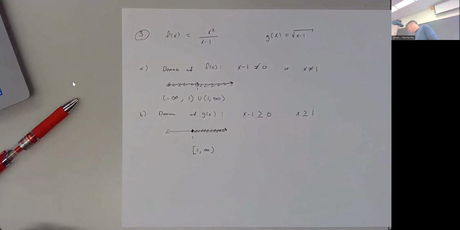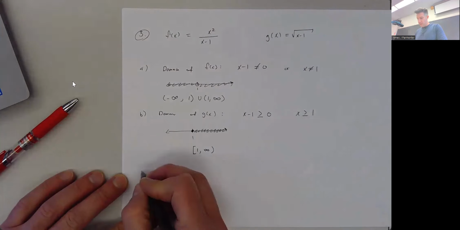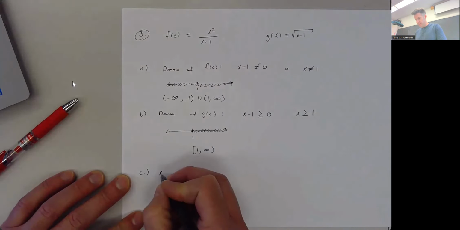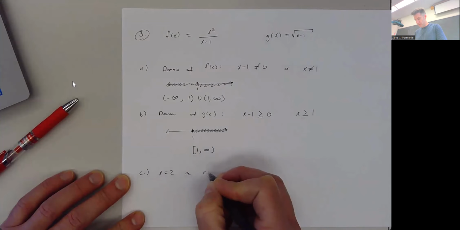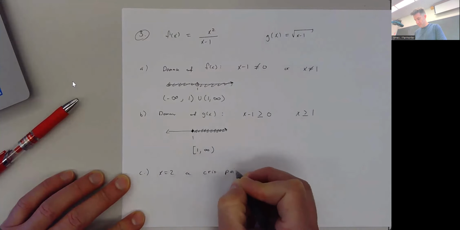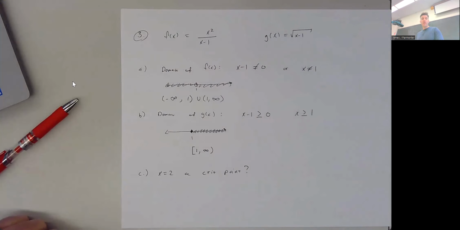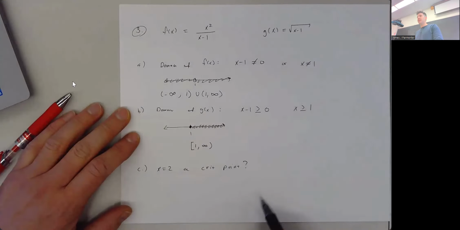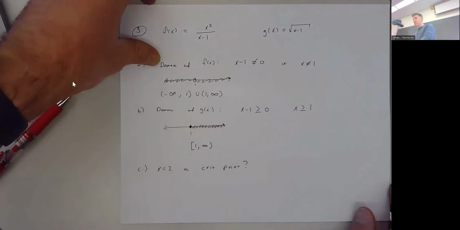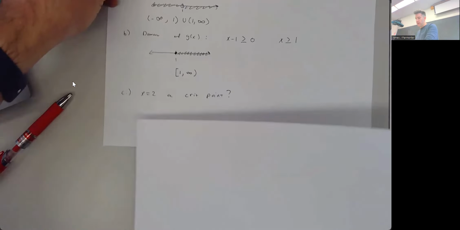Okay, what's the next part of this question? Is x equal to 2 a critical point of either of these functions? So the question here is, one, is x equals 2 in the domain? It certainly is for both of these functions. But two, if you take the derivative and plug it in, is it going to equal 0 or undefined? Let's check it out. What this is really asking us to do is to take these derivatives here, and I probably need a little bit more room, so let's get ourselves another piece of paper.